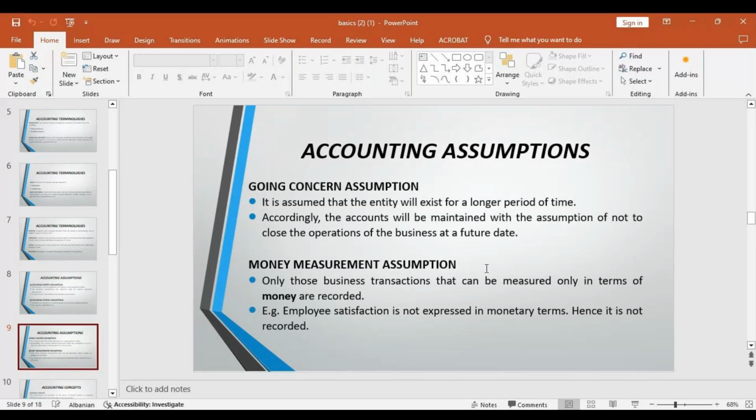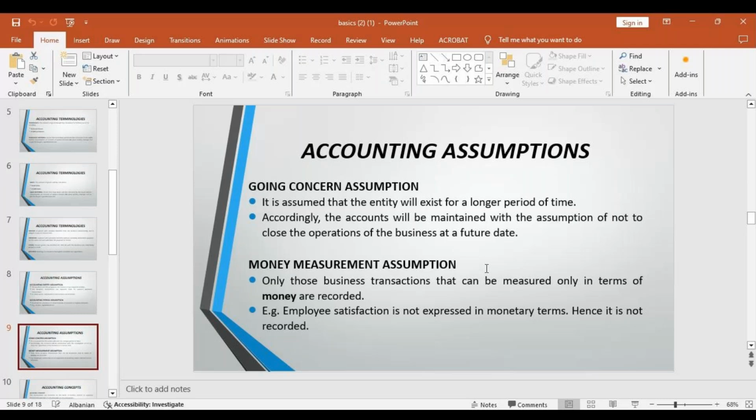So that is what the going concern assumption says. The next one is the money measurement assumption. Only those business transactions that can be measured in terms of money are recorded. Here this assumption says money is the only important thing. I understand everything else is important, but here in accounts, we will be considering only money. As I told you, money is coming in, money is going out. That is what you have to keep in mind.